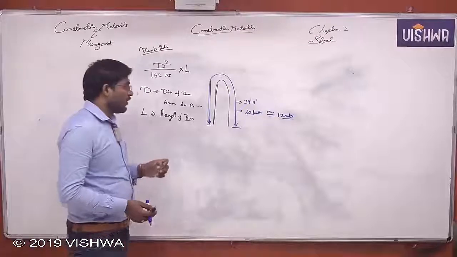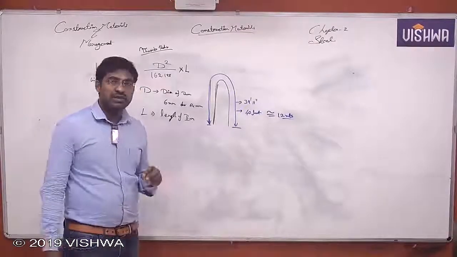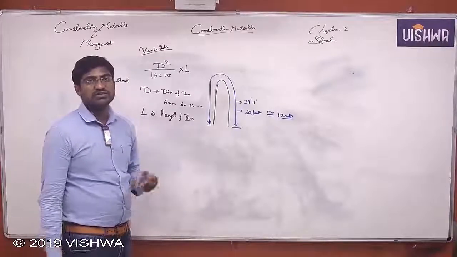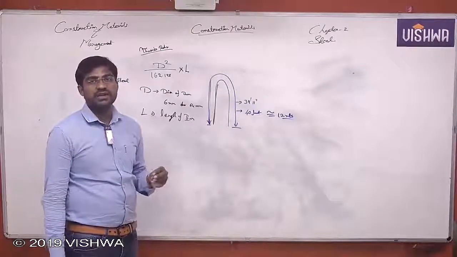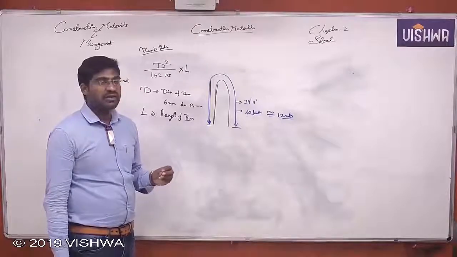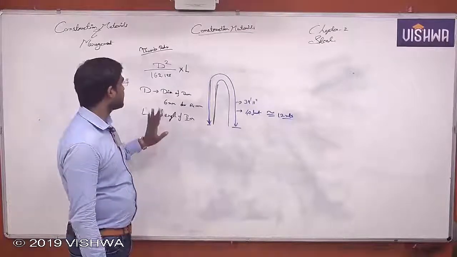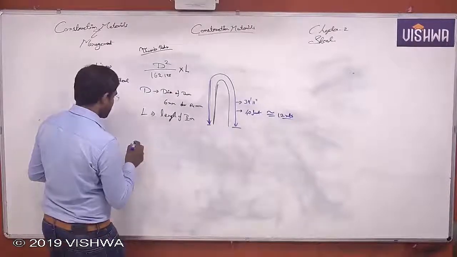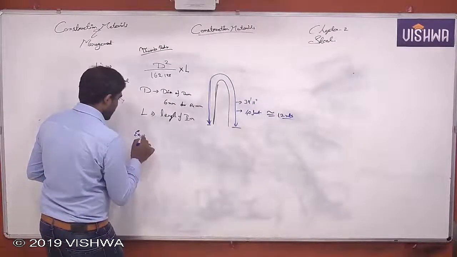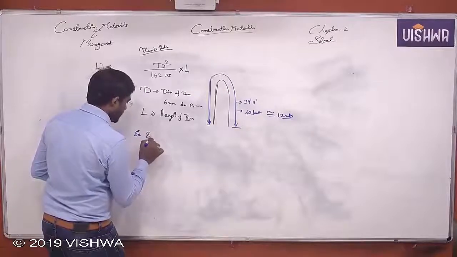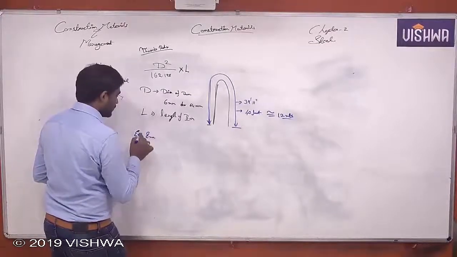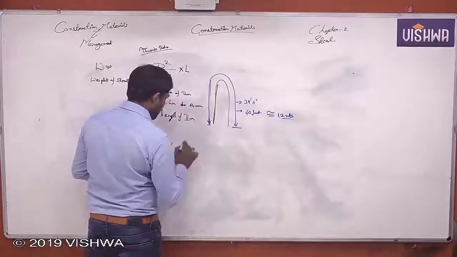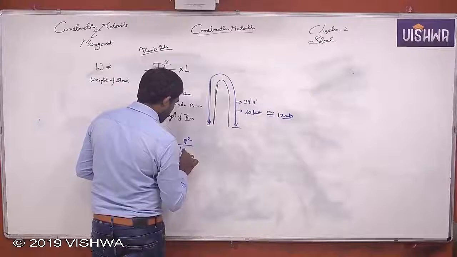We cannot fix how many bars there are in one bundle, but due to the weight we can easily calculate the number of bars. So what we are doing is taking an example of 8 mm bars. What is the weight of an 8 mm bar? It is nothing but 8 square divided by 162.